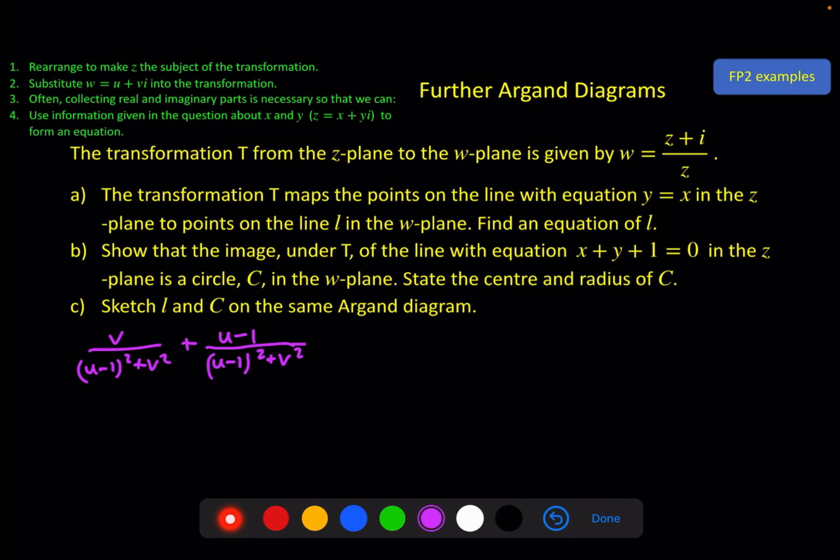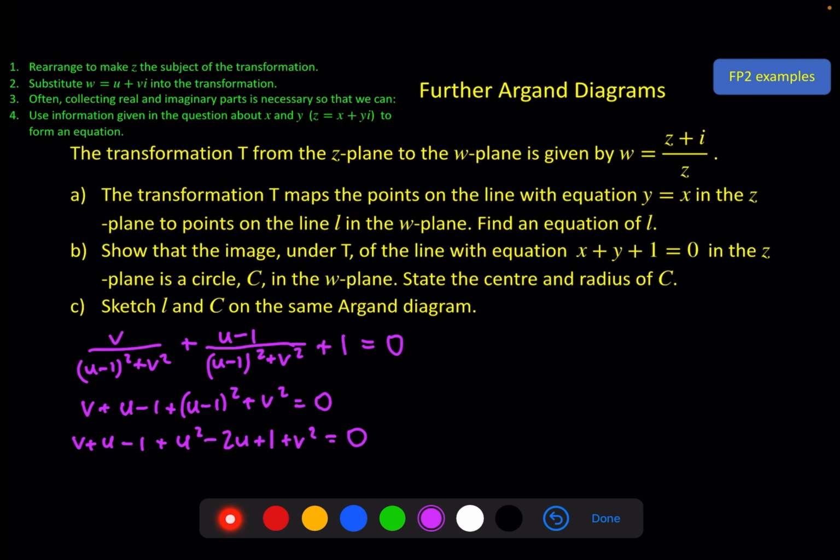So this is x plus y, then we need a plus 1 equals 0. Not such a nice expression to use, so I'll multiply everything by this denominator. Expand out that bracket. Collect the terms. And complete the square.